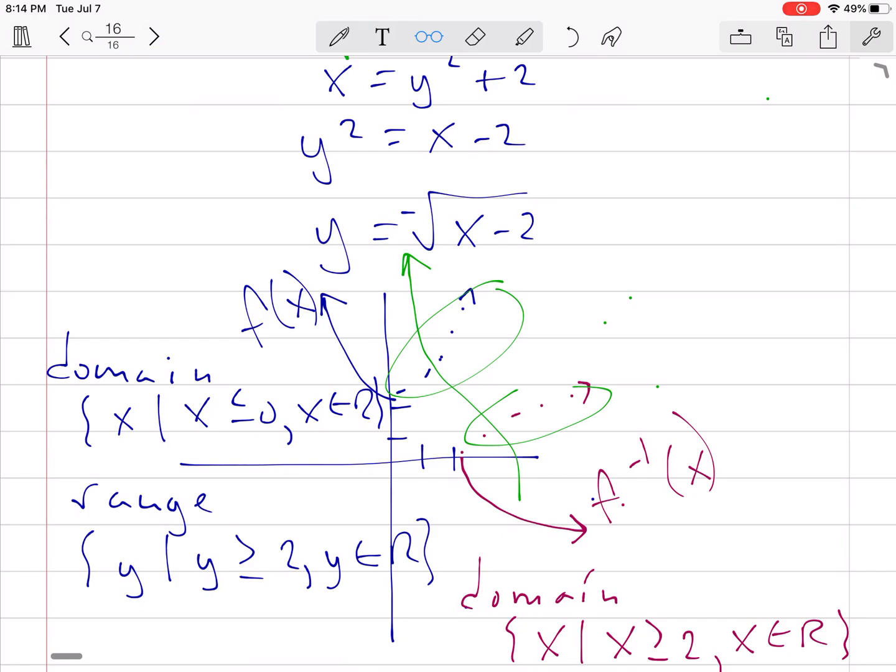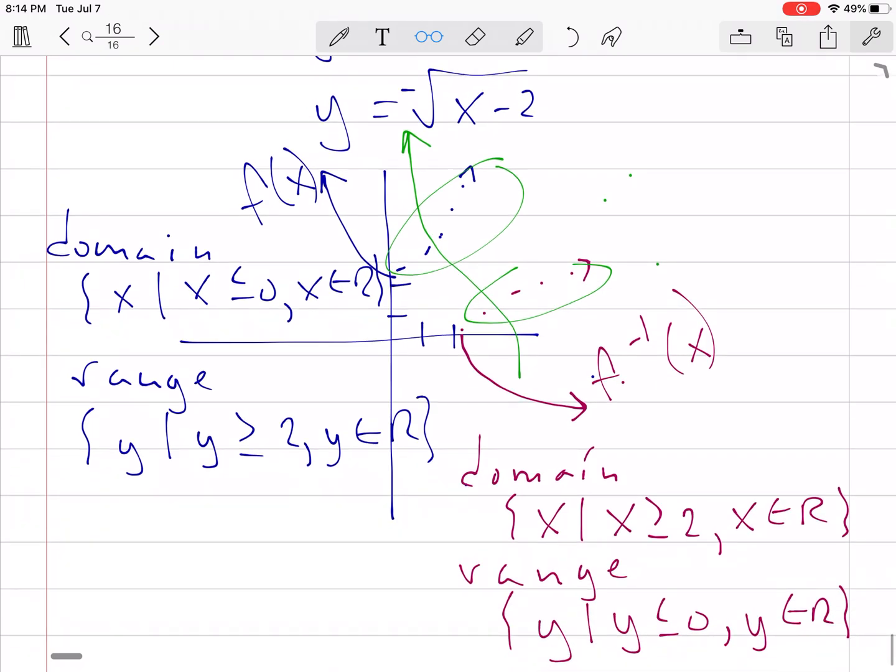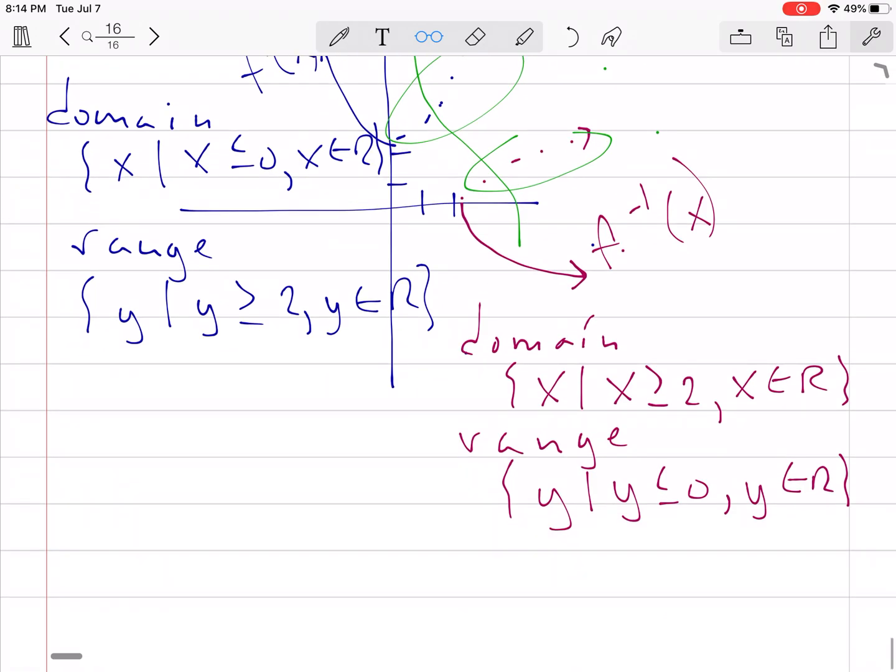As far as domain and range go, they reflect just the part of the graph that's visible. For the original function, x has to be less than or equal to 0, and y has to be greater than or equal to 2. And then for the inverse, x has to be greater than or equal to 2 because it keeps moving to the right, and the range is less than or equal to 0.